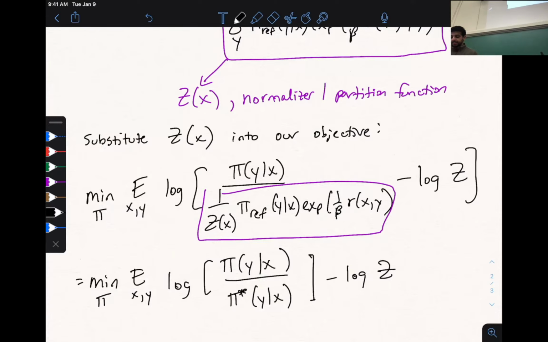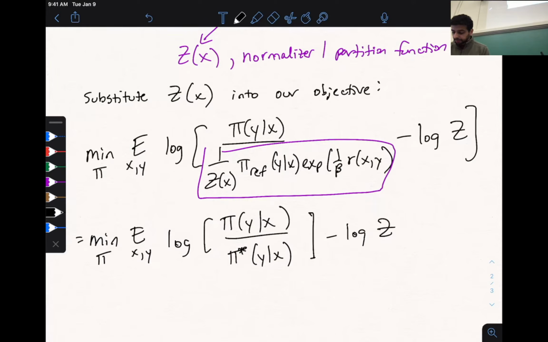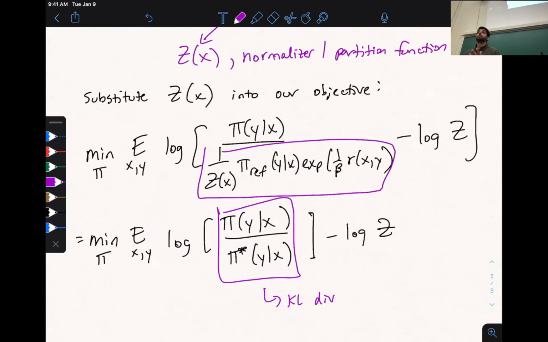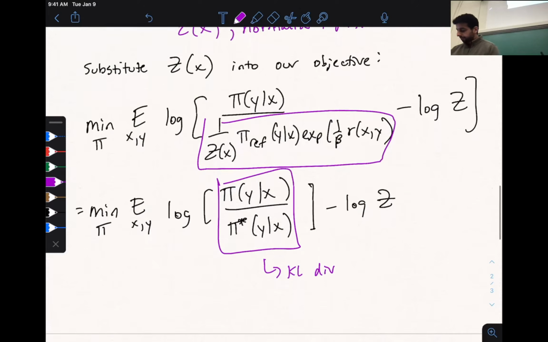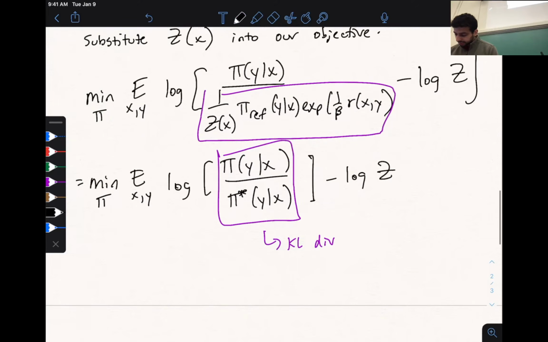So we have this. And now this term right here is just the KL divergence of these two distributions, right? So we have our current policy pi and this pi star, which we can solve to get the optimal policy. So let me just rewrite this again.